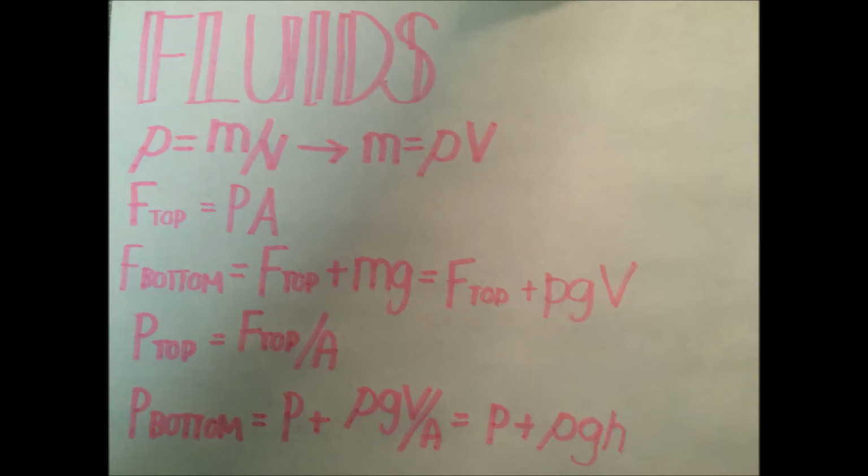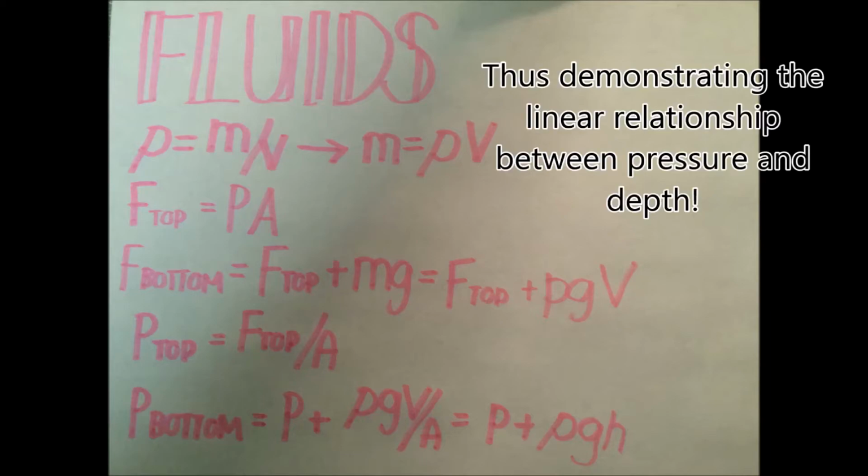Using the relationship that mass is equal to density times volume, the expression for force at the bottom of the beaker can be rewritten in terms of density and volume. Finally, this expression can be rewritten in terms of pressure instead of force by substituting pressure times area for force and dividing the entire expression by area. This results in the final expression for pressure at the bottom of the beaker being equal to the pressure at the top plus density times gravity times height.